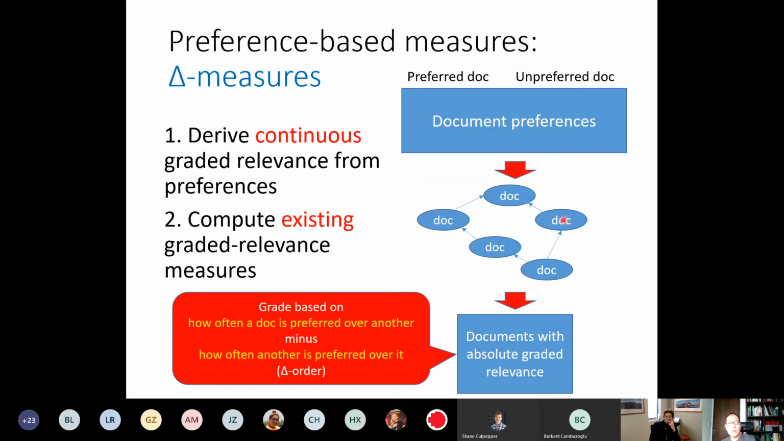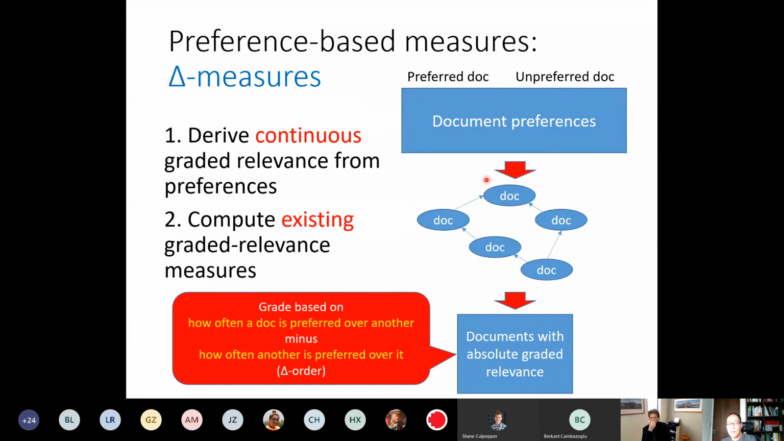I also tried something lazy. I like simple and lazy approaches. So instead of designing a preference-based measure, can we just reuse traditional graded relevance measures? So I call them the delta measures. So originally we have the document preference data. These are the preferred documents. These are the unpreferred documents.